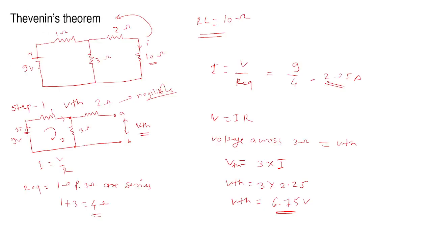सो नाव VTH 6.75 आलेला आहे. सो नाव आपल्याला काय करायचं बघा, आपल्याला RTH फाइंड करायचं. नेक्स्ट स्टेप इज find RTH. So I will write here second step, that is step 2. RTH nothing but equivalent resistance. So we need to redraw the circuit like this.